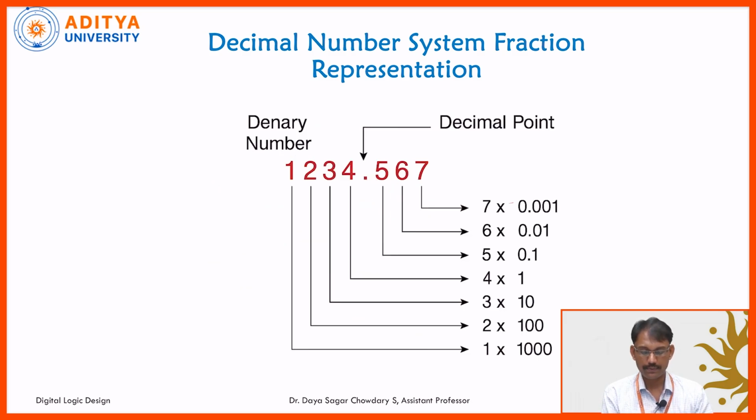Now this is a simple representation. So 4 is 4 into 1, 3 is 3 into 10, 2 is 2 into 100, 1 is 1 into 1000. And on the right side of the point, 5 is 5 into 0.1, 6 is 6 into 0.01, and 7 is 7 into 0.001. So this is the simple representation of the fraction numbers.